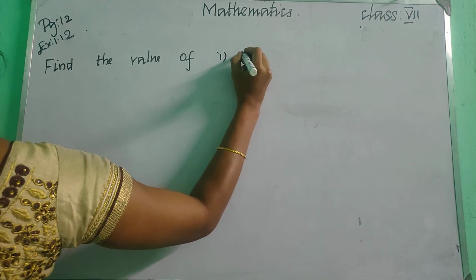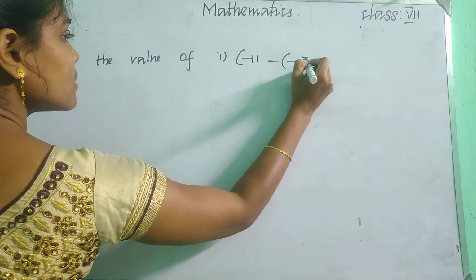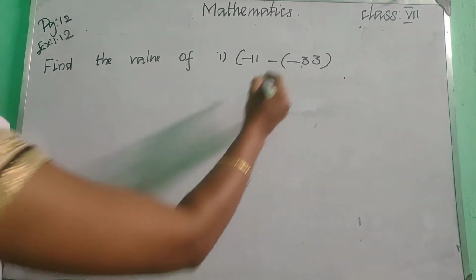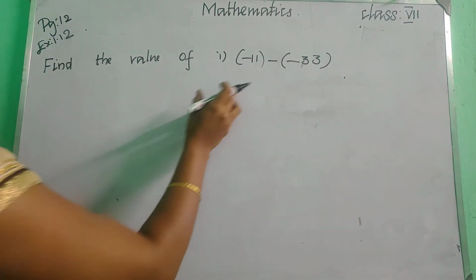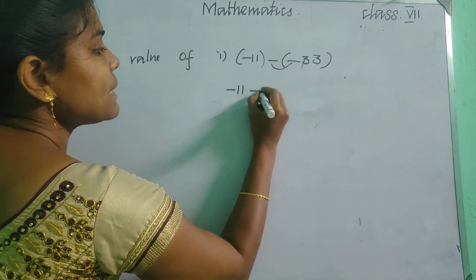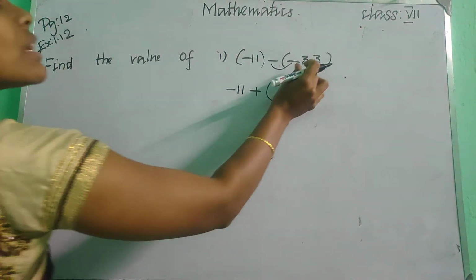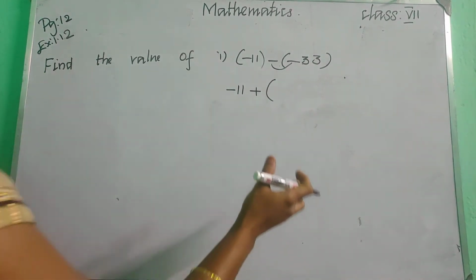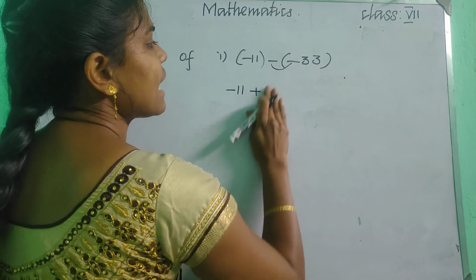First one, minus 11 minus of minus 33. Okay, this is the first question. Minus 11 and minus of minus 33. So we can write it as minus 11, minus minus will get plus, right? So 33. For saying minus 33, we can say it as additive inverse of minus 33. We can write directly as 33.